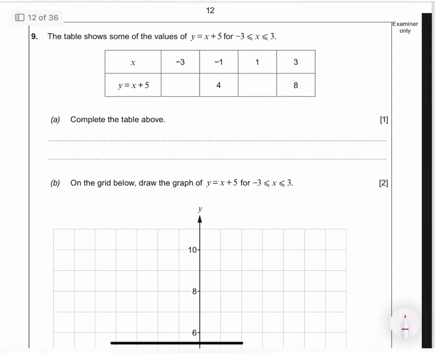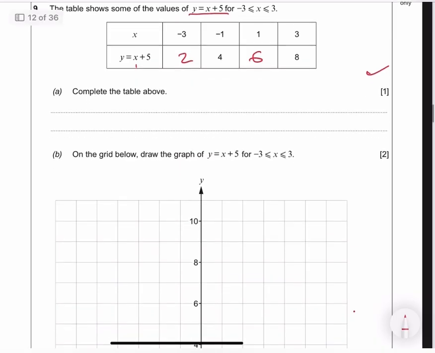Question 9 is on straight line graphs, so linear graphs. The table shows some of the values of y equals x plus 5 from -3 up to 3. So we've got two gaps in the table. We need to work out the numbers. Just substitute the number for x to get the number for y. We're going to do the positive number first. 1 plus 5 is 6, so put 6 in there. And you can see the pattern, your numbers go up by 2 for y.